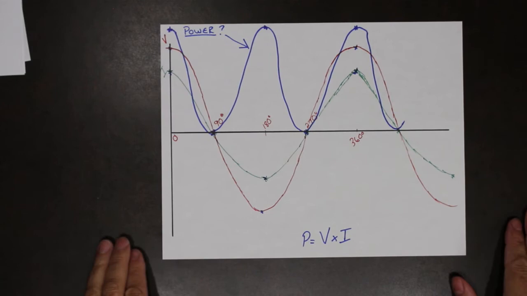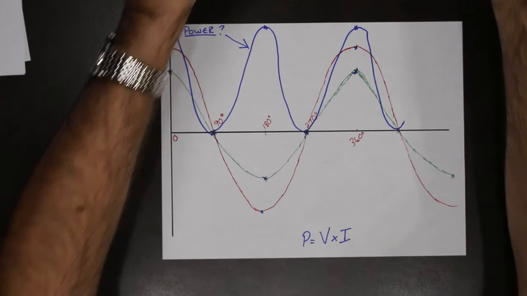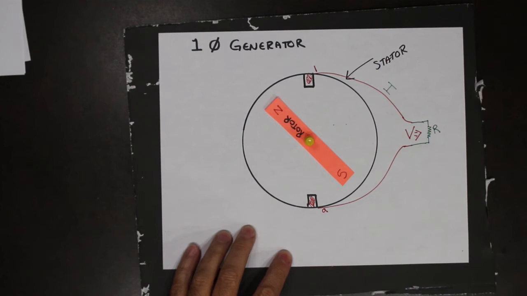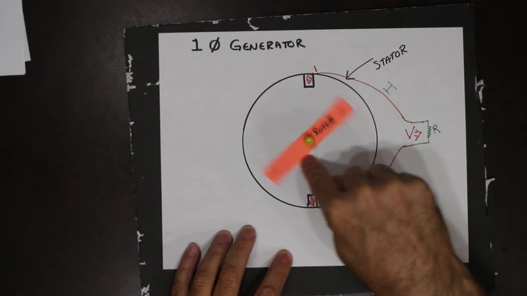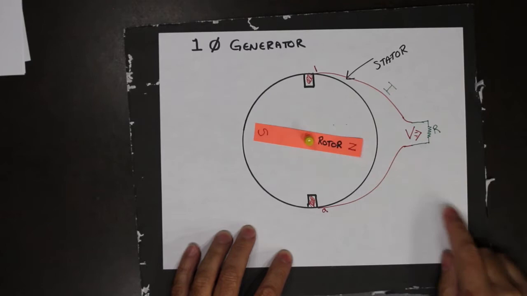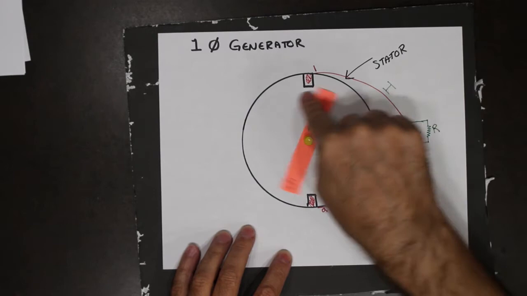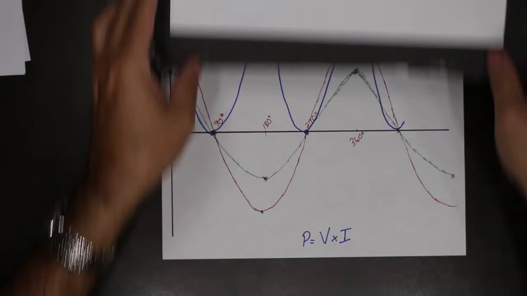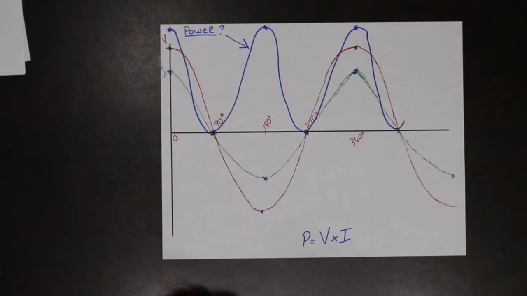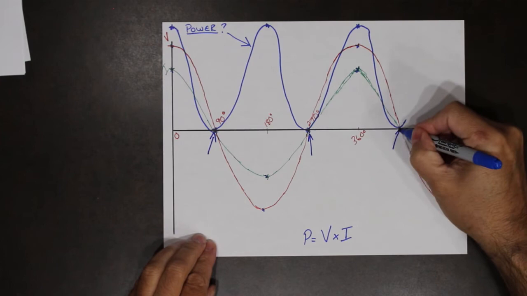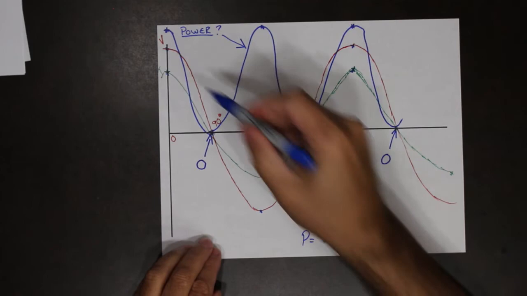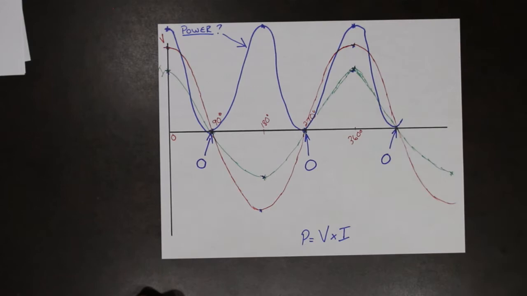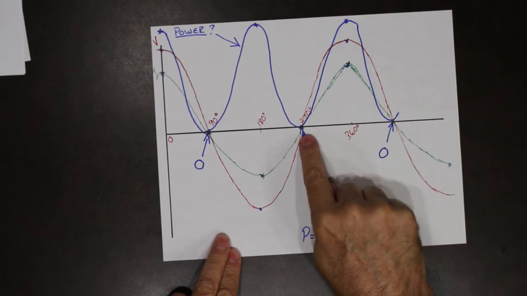Let me show you why. Here is my generator again. All day long, Superman spins this rotor, so he is applying a continuous mechanical energy to that generator. But look, there are parts in the rotation where zero power is actually being generated. So when the waveform drops down to zero, even though the generator continues to spin, there is no power being generated at those points.